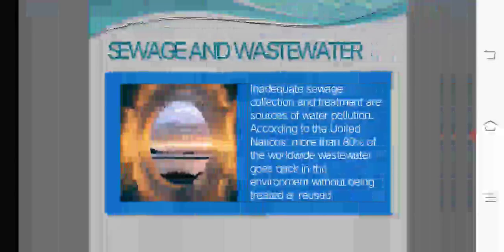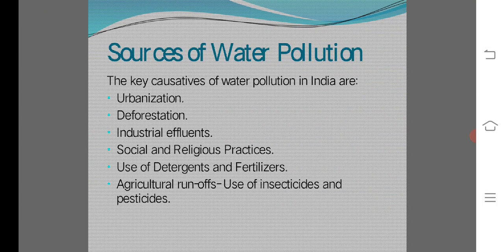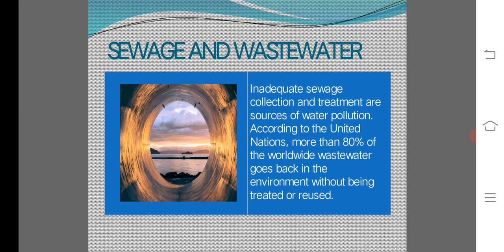Let us see some more sources of water pollution. Sewage and wastewater. Inadequate sewage collection and treatment are sources of water pollution. According to the United Nations, more than 80% of the worldwide wastewater goes back in the environment without being treated or reused.